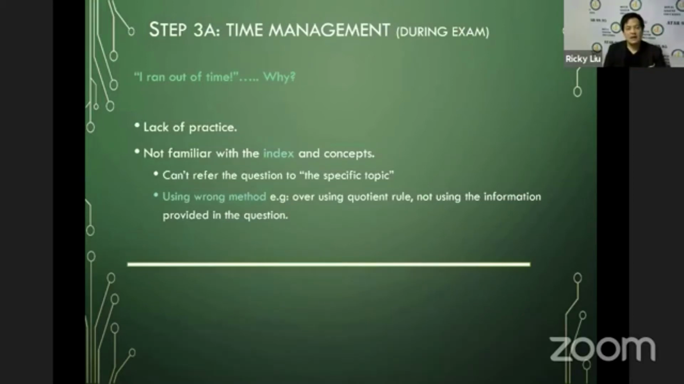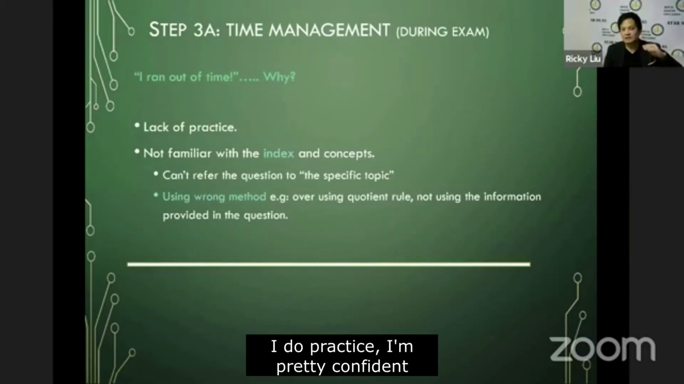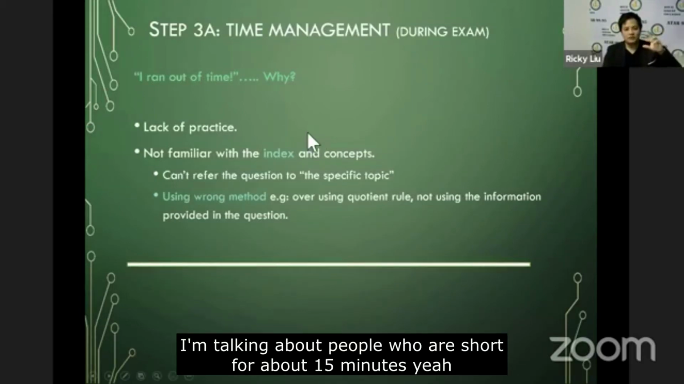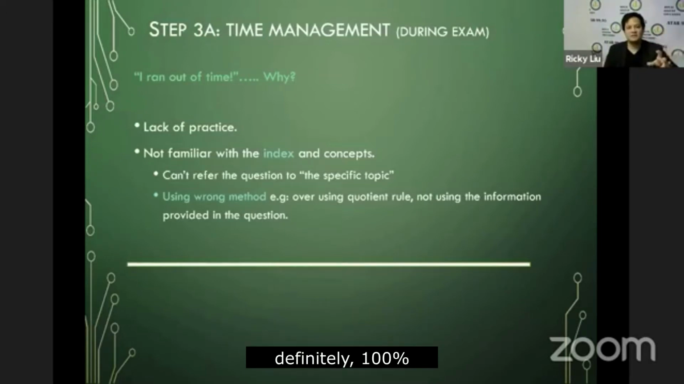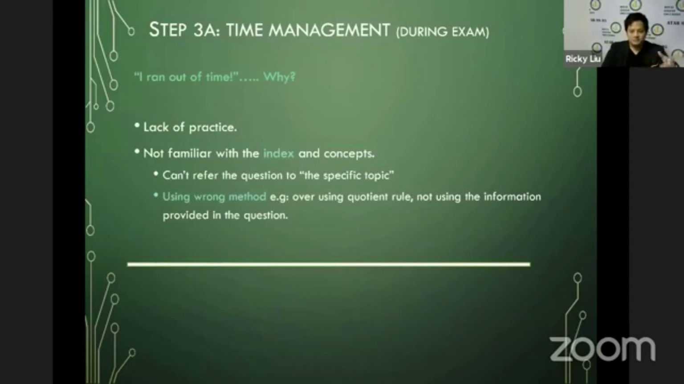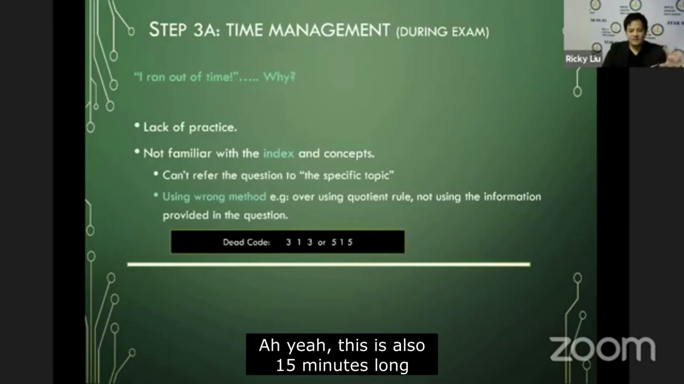Then you make mistakes. But if you think you are not that low level, I do practice, I'm pretty confident, these types of person, I'm talking about they are short for 15 minutes above. Or I'm talking about every exam, I'm short for 5 minutes or less, 2 or 3 minutes. If I have 5 more minutes, I will do better. Definitely, 100%. I'm talking about these types of students. So why do you run out of time? It's because, the first one, this is also 15 minutes short.